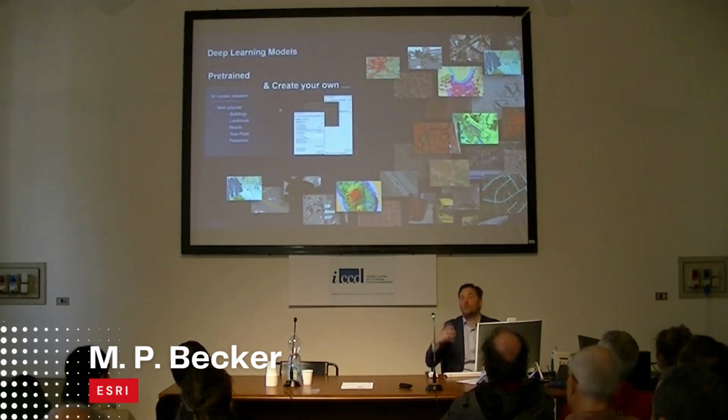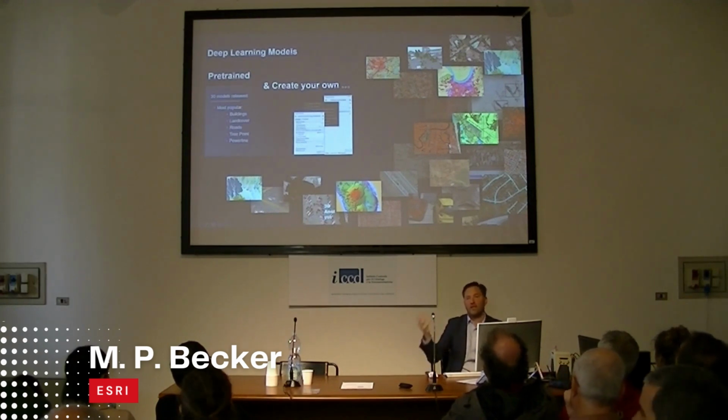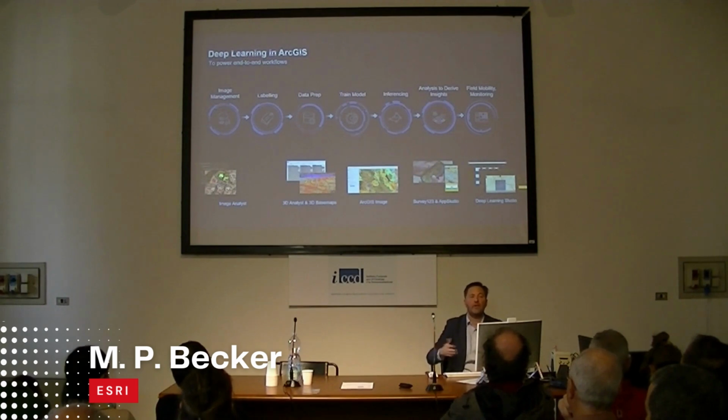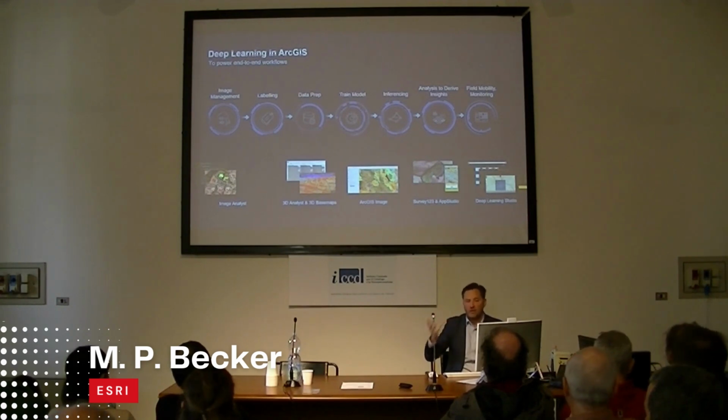Okay, yeah. So basically there are pre-trained models as well. If you don't want to start from scratch, we actually provide pre-trained models. They don't exist yet on the historical imagery, but they do exist on other datasets. And you can take those pre-trained models and then go through the complete workflow to do the labeling, data preparation, train the models, and do the inferencing. So the whole workflow is provided within ArcGIS.